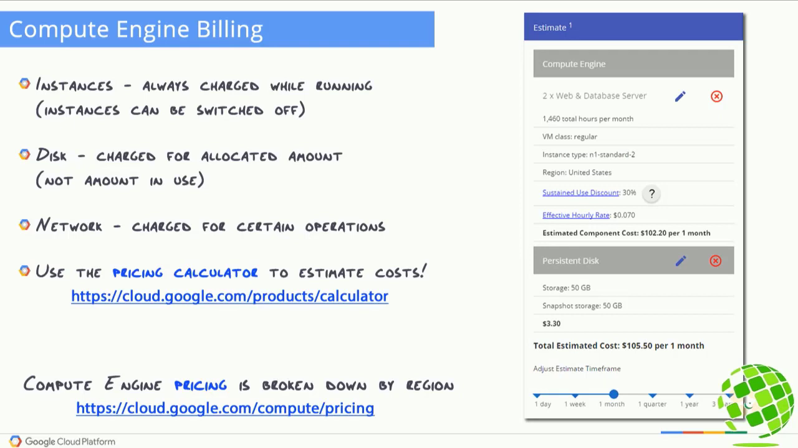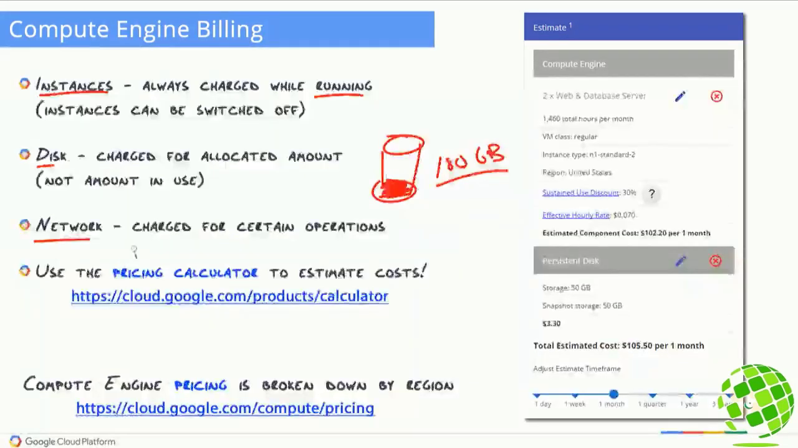Moving on, let's talk about Compute Engine billing. So when it comes to billing, for instances, you are only charged while they are running, and they can be switched off, and that's why I'll remind you at the end of every lab to turn them off, because you won't get charged for them if they're not running. Disk, you are charged for the allocated amount, not the amount in use. So if you allocate a 100 gigabyte disk and you're only using, say, 10% of it, you're charged for the entire 100 gigabytes. Now, as far as billing for network operations, the answer is it depends.